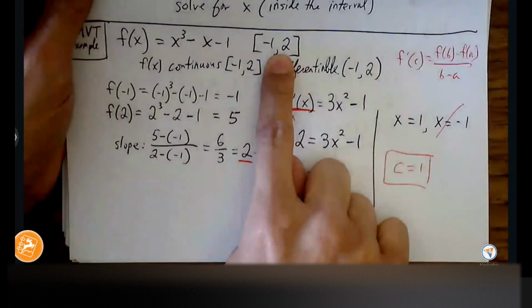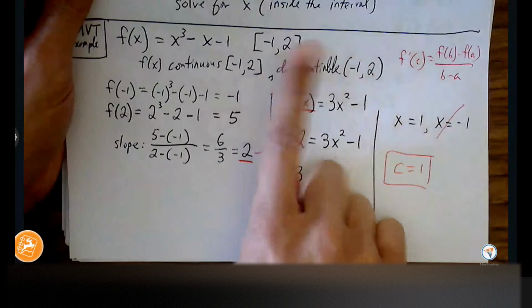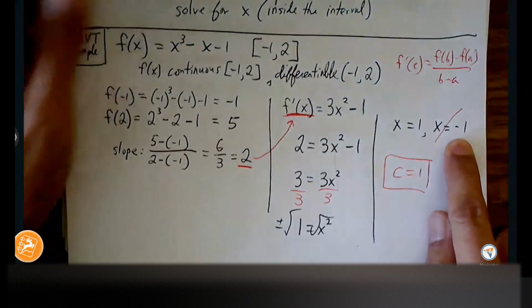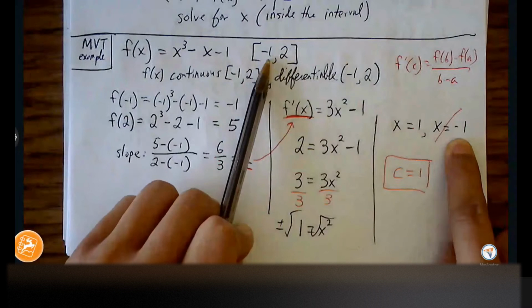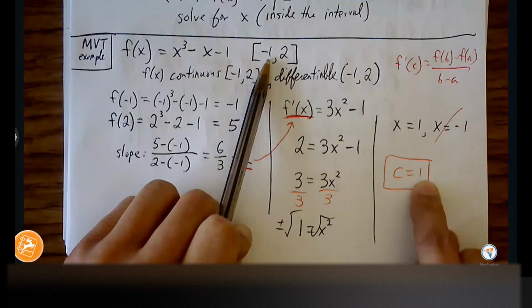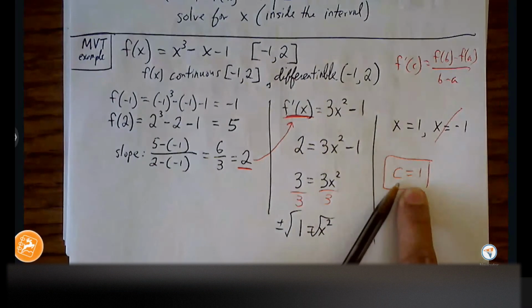But again, we've got to go back to our interval, right? We only keep what's between the interval. So this is a subtle point here, but -1 is not good enough. I know -1 is sitting at the endpoint, but our C value must be between the endpoints. An endpoint alone is outside the interval. So we only have one solution, one location where there's a slope of 2 between these 2 endpoints, and that is when C is equal to 1.